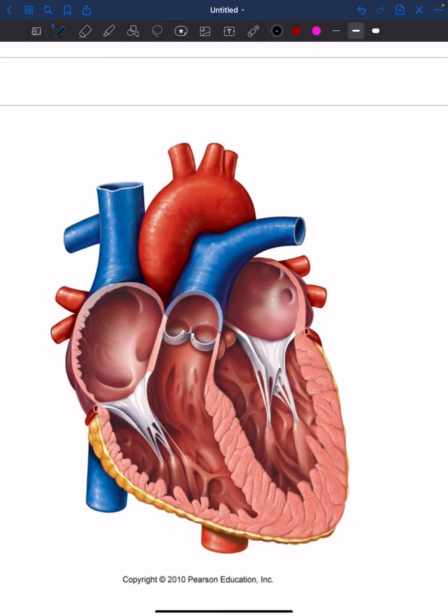Guys, the first thing that I'm going to be talking about today is the heart. I'm going to be going over labeling the heart and the pathway of the heart, and then the different kinds of circuits that we have in the heart. I think when people are first learning about the heart, they get really tripped up on it. It can be really confusing, especially in a lecture where it's just thrown at you.